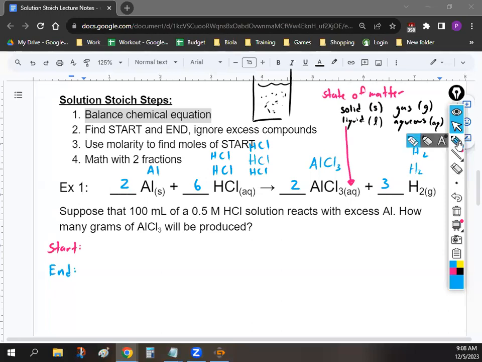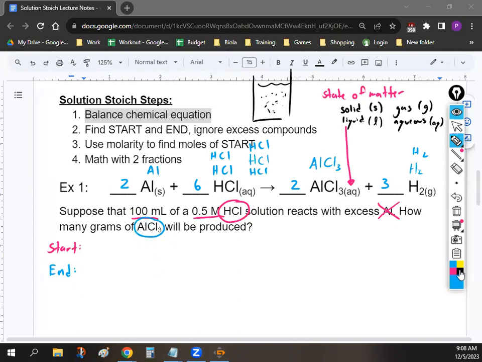All right, so if you read the question, it tells you, suppose you have 100 mL of a 0.5 molarity solution, and the compound is HCl. And it's reacting with excess Al. Excess means you have so much of that compound, you don't need to worry about it. So we're going to ignore Al. Obviously, Al is not going to be important for this stoich problem. Then the question is asking how many grams of AlCl3 will be produced.